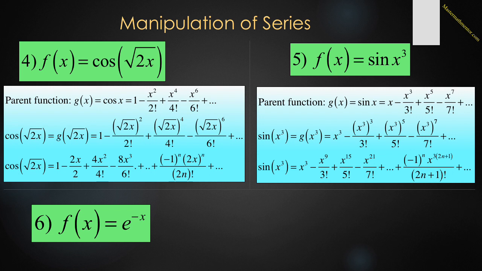On numbers 4 and 5, think about how difficult this would be if we were forced to use our definition for our Taylor series and go through it derivative by derivative. For instance, on number 5, the first derivative of sine of x cubed would be cosine of x cubed times 3x squared. To take the derivative of that, we would need a product rule.